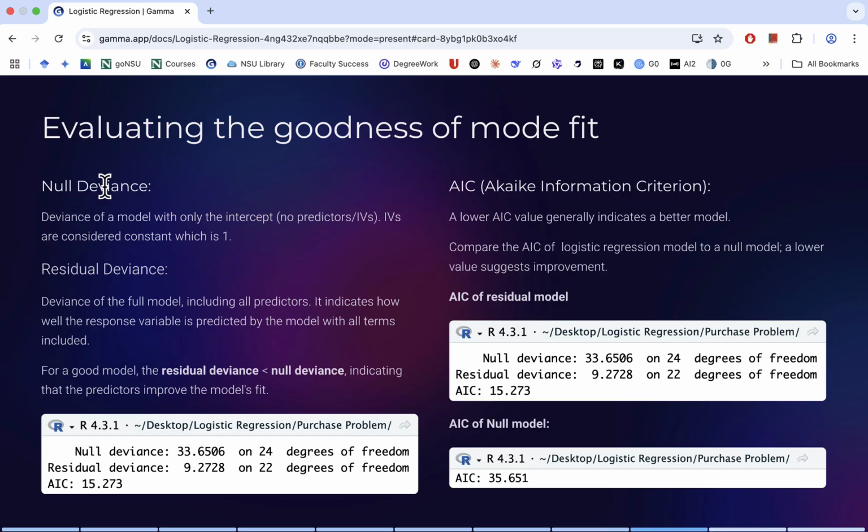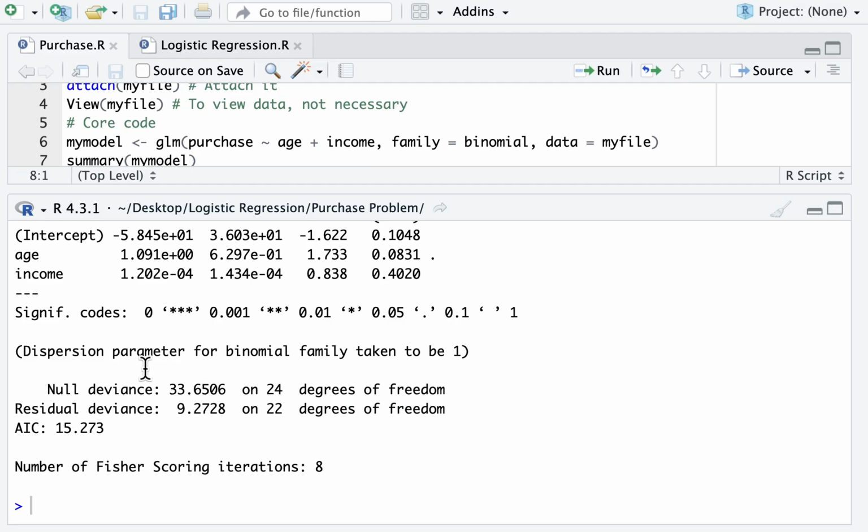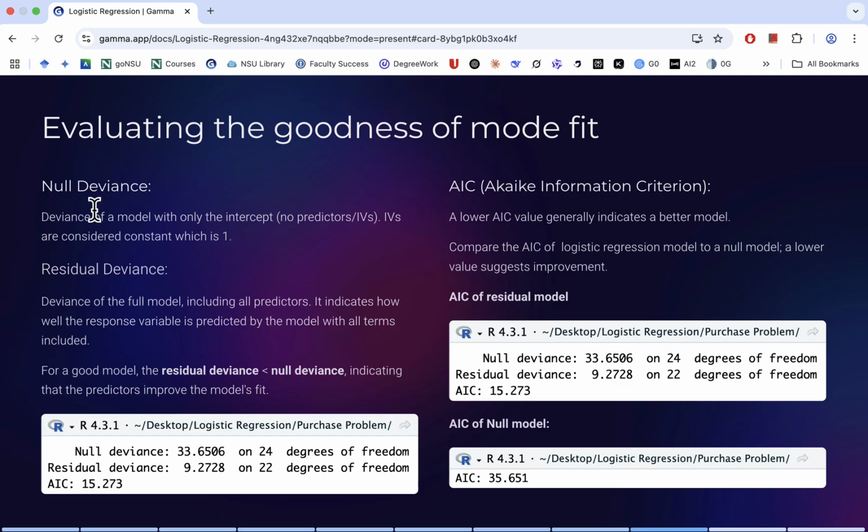One is called deviance, and deviance is of two types, null deviance and residual deviance, and the other one is Akaike Information Criterion, or AIC. RStudio provides null deviance and residual deviance. Null deviance is the deviance of a model with only the intercept, no predictors or independent variables. Independent variables are considered constant, which is 1. And residual deviance is the deviance of our actual model.